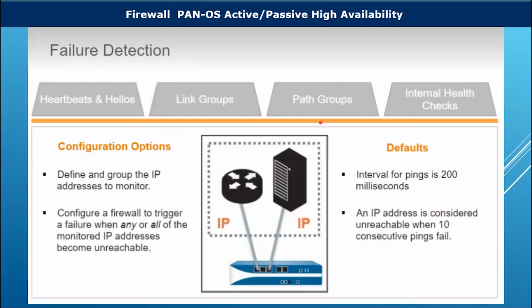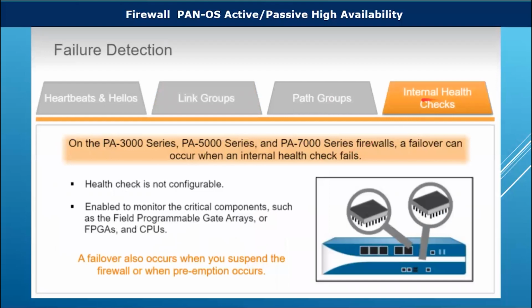After that, guys, we have the path group. Now our firewall hardware device is okay, the interface is okay, but in case your routing is not working properly, in that case we can use the path group. We will monitor the routes of your network. Okay. Then the internal health check: it will check whether your CPU, RAM, everything is working properly or not, right? So this one is only for your hardware. So these are the failure causes of your high availability.